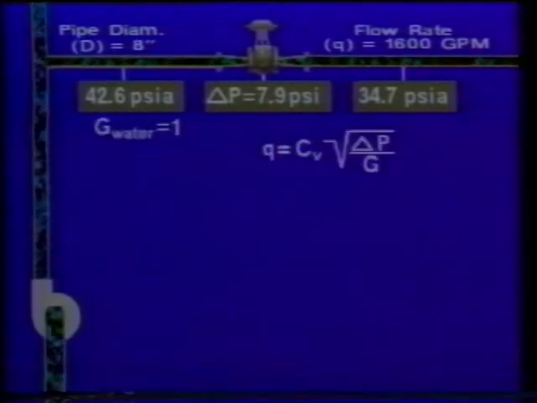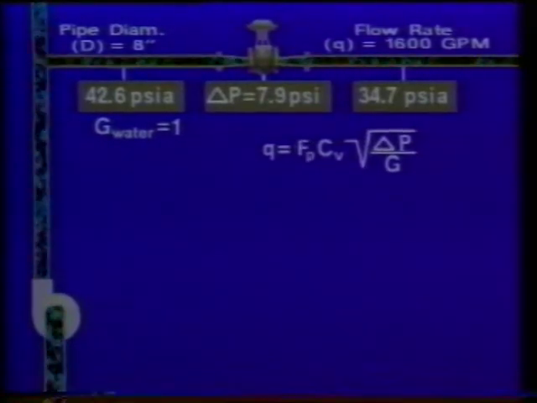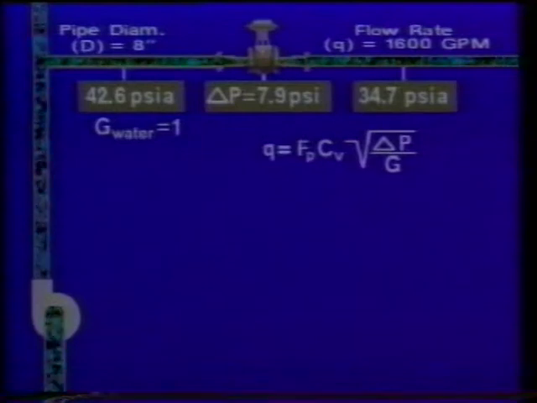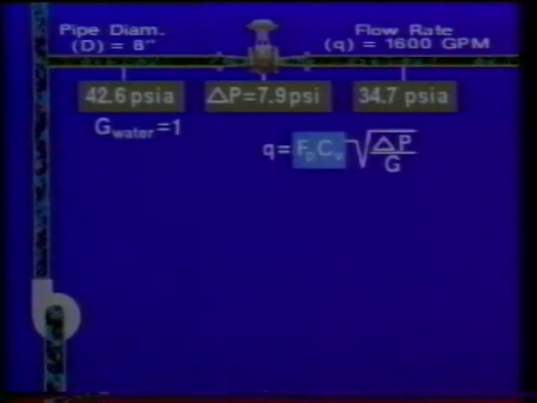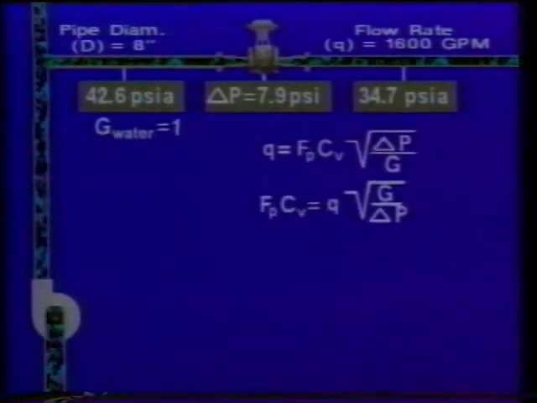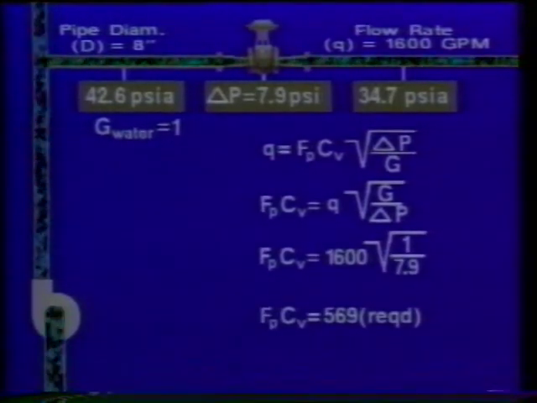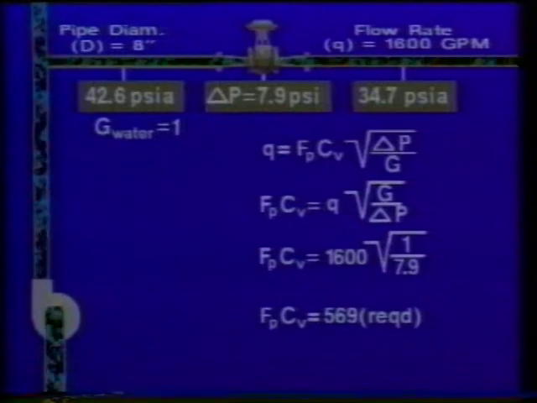As you may recall, the basic flow rate equation provides a relationship between C sub V and some of our known data. Because we're interested in placing a 6-inch valve in an 8-inch pipe, we need to include the piping geometry factor, F sub P, in the equation. Now, it may be helpful at this point to think of the term F sub P C sub V as the effective flow coefficient for the installation. By rearranging the formula, a value can be calculated for this term. As you can see, for the valve to function adequately, the minimum required effective flow coefficient is 569.